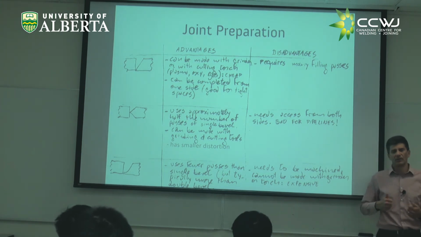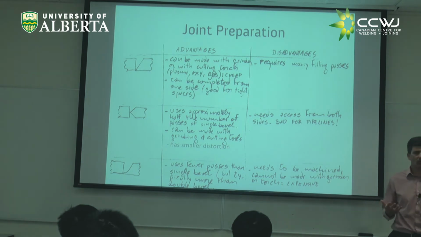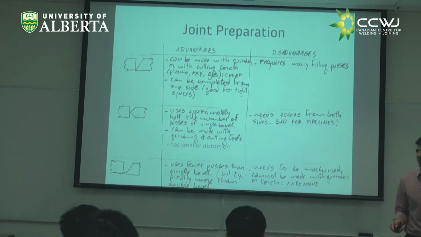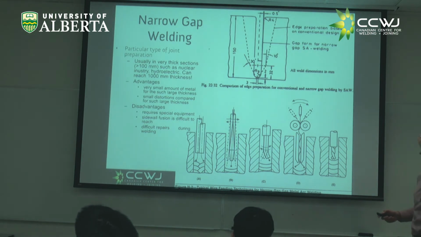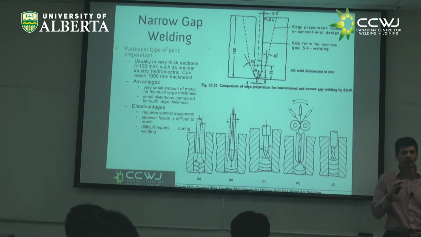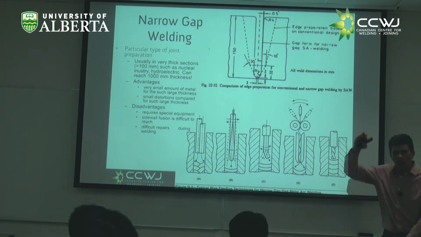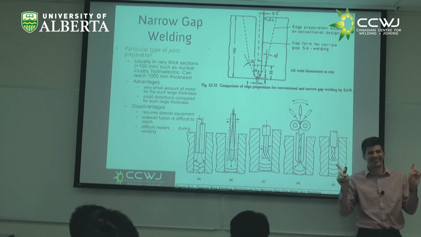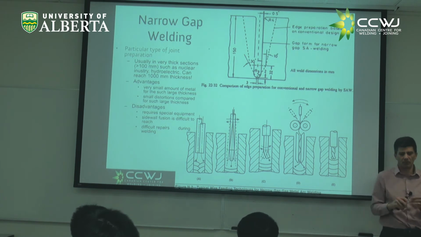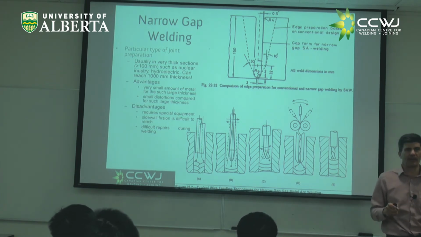Do I want a bevel joint, or do I want a J joint? There's always a trade-off, and this trade-off is different for every shop. Narrow gap welding, if you need to weld something that is really thick, like in the nuclear power industry, like 1 meter thick, okay, for sure you're not going to be doing a bevel. For sure. If you do the numbers, it will tell you that in 100 years you don't finish filling, right?